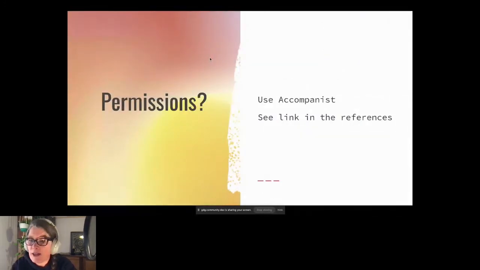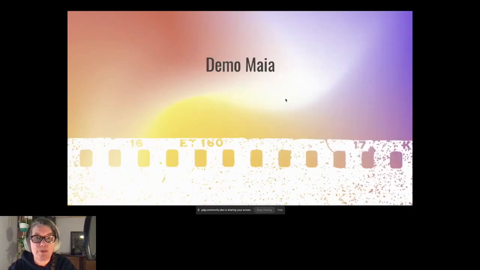So you asked about the permissions. I'm not going to show the detail of the code. What's important to know here is that there's a wonderful library called Accompanist. There are links in the references with great examples of exactly how to get camera permissions, and you'll be able to see it in the Git repo that we'll publish with this talk.